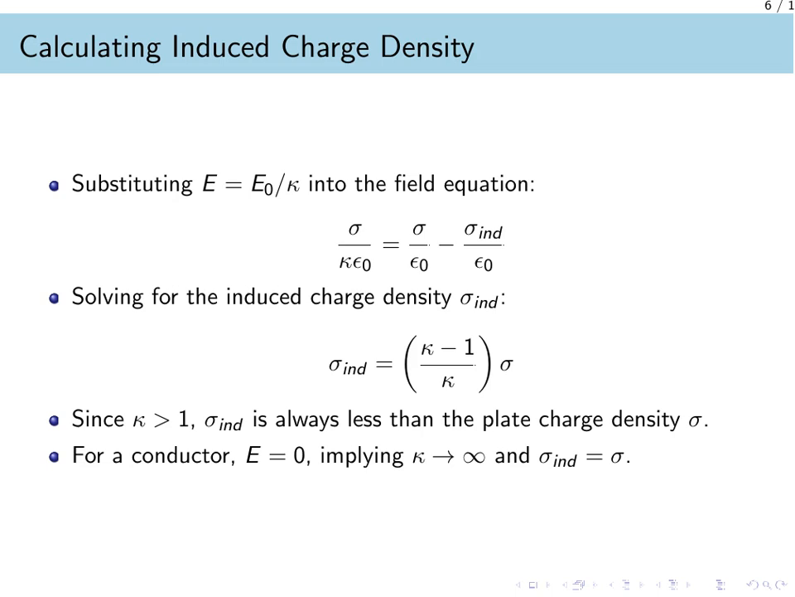It equals the plate charge density multiplied by the quantity kappa minus 1, all divided by kappa. Because kappa is always greater than 1, the induced charge density is always less than the charge density on the capacitor plates. Interestingly, if the material is a perfect conductor, the internal electric field is 0, which implies kappa approaches infinity. In this limit, the induced charge density perfectly equals the plate charge density.